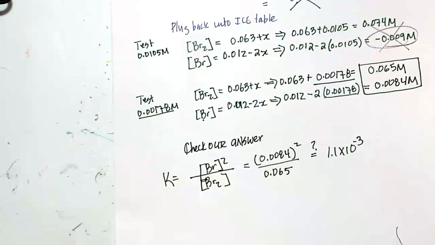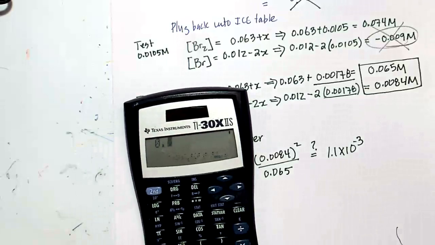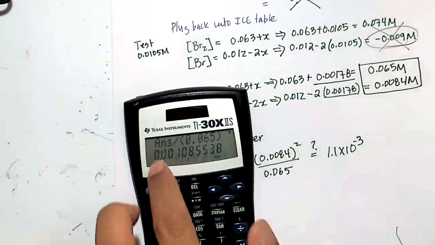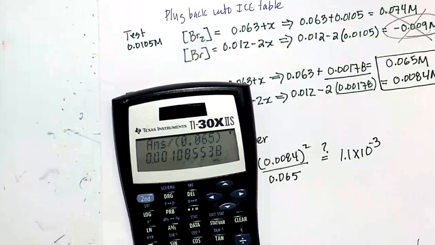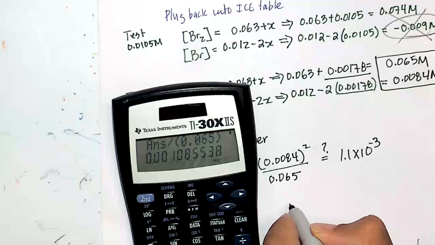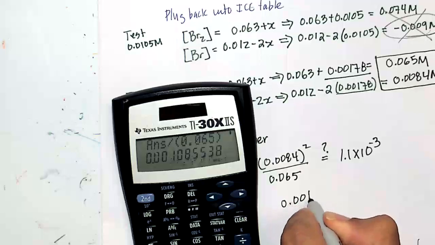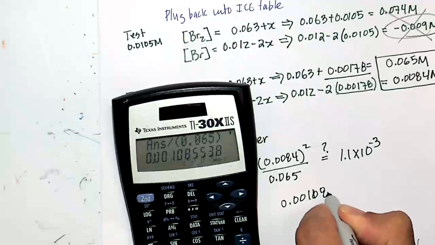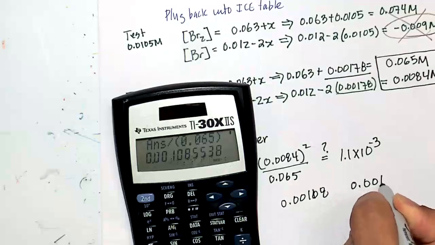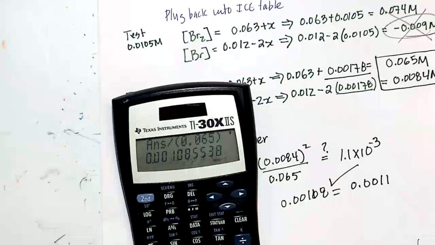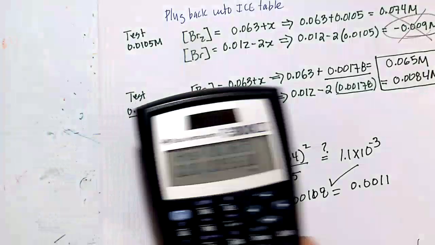All right, let's check this out. 0.0084 squared is .001, yeah, it works, right? 0.0011. It worked. It's correct. 0.00108, so 0.0011. Yeah, this is the right answer.